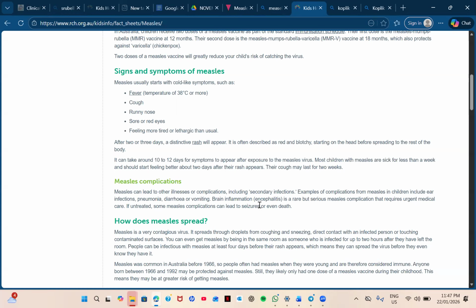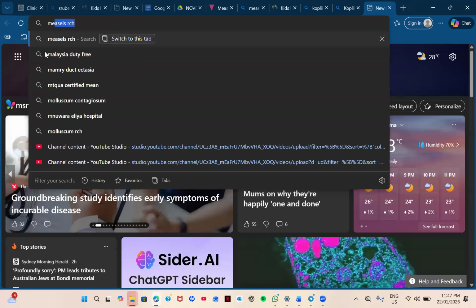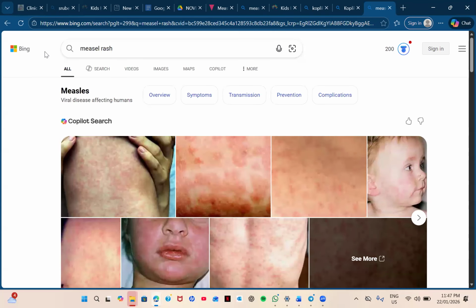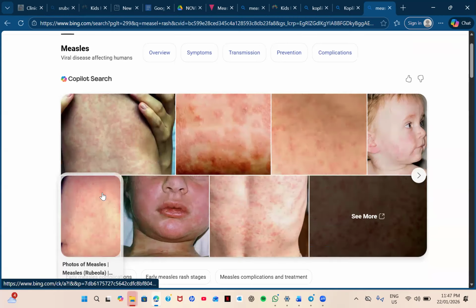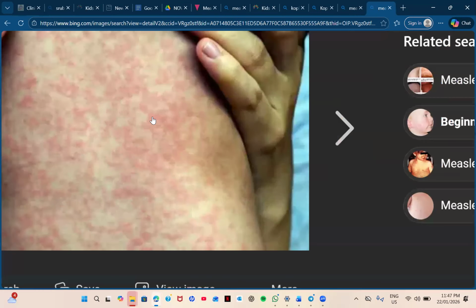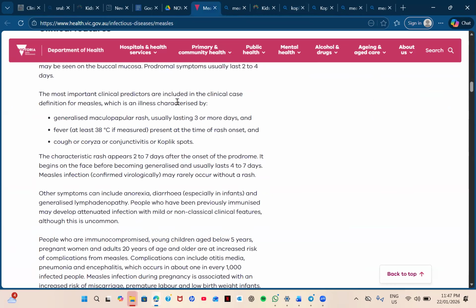One minute, I'll show the rash. Okay, here you can see this is the measles rash. Here you can see the maculopapular rash. Again, I'm telling this because in the beginning, due to this one, so remember this like that.